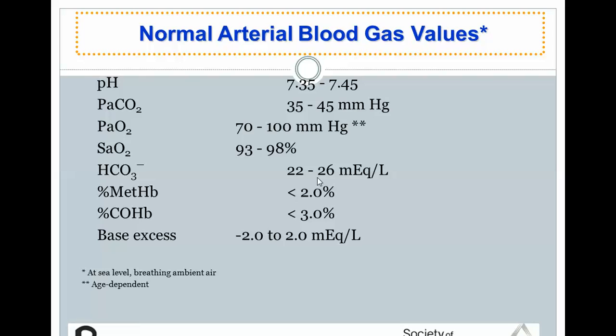Normal pH, PaCO2, PO2, saturation, bicarb, methemoglobin, carboxyhemoglobin, and base excess. The normal values: pH, as you know, 7.4 plus or minus 0.05. PaCO2 is 40 plus or minus 5. PO2 is from 70 to 100. Saturation from 93 to 98. Bicarb 24 plus or minus 2, methemoglobin less than 2, carboxyhemoglobin less than 3, and the base excess from minus 2 to 2.